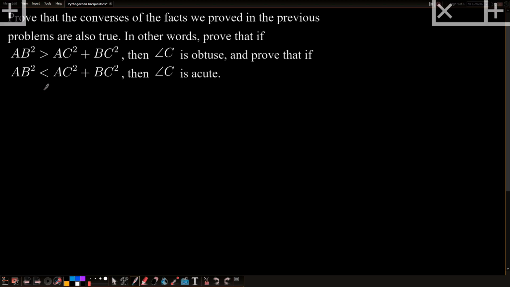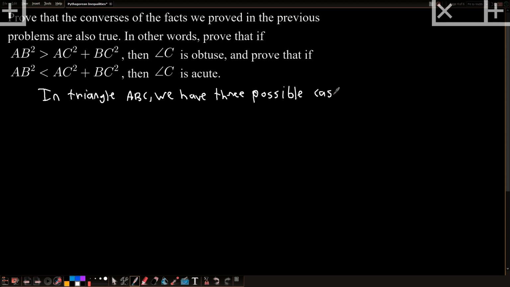So in triangle ABC, we have three possible cases. So, case number one. Case number one. Angle C is acute.